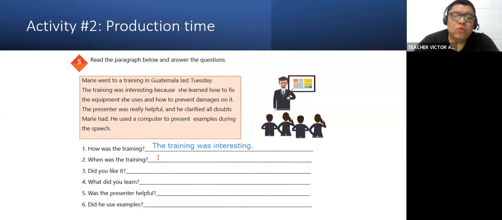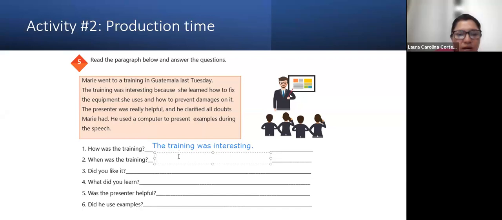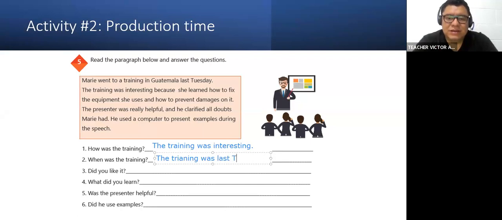And question number two, when was the training? Any other volunteer? The training was last Tuesday. All right, great. Okay, thank you. Is that correct, guys, or you have a different opinion or a different answer? Yep, that's correct, right? It's even here in the first line of the paragraph.